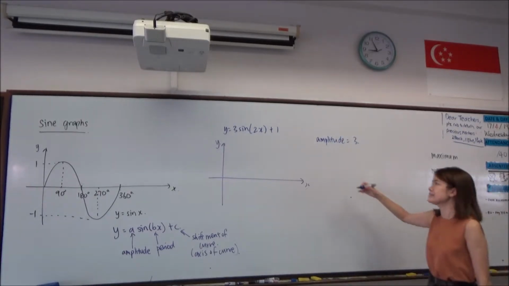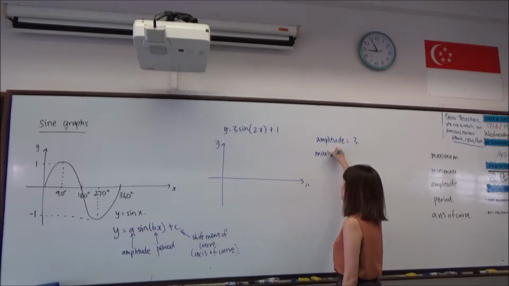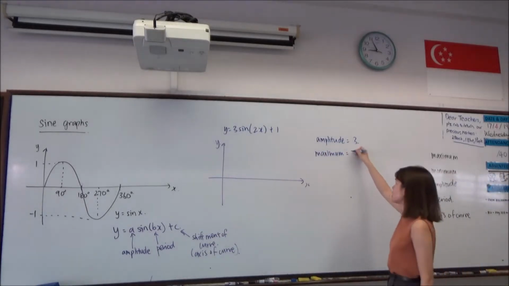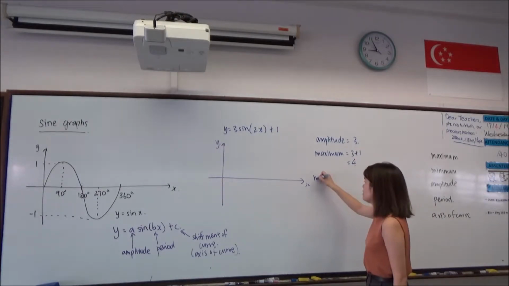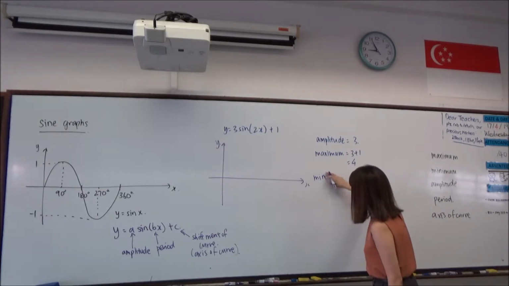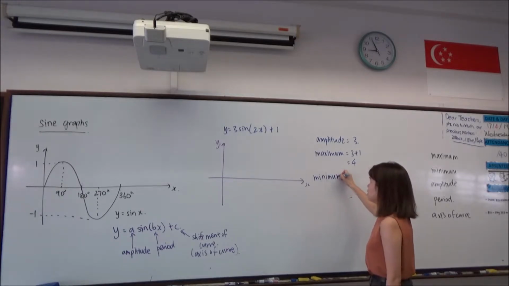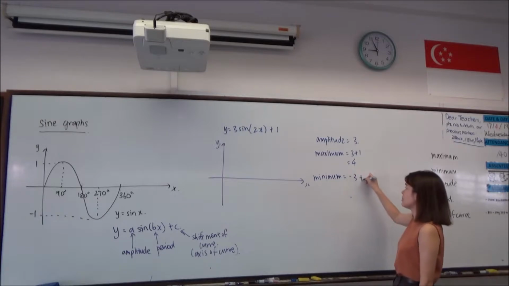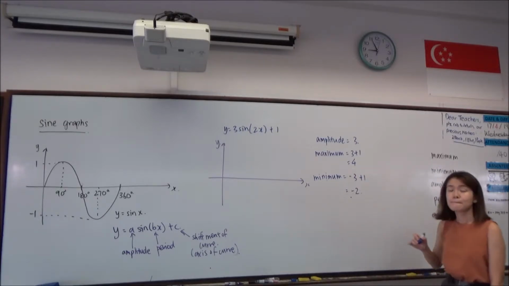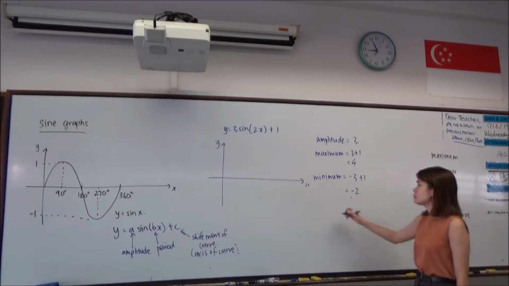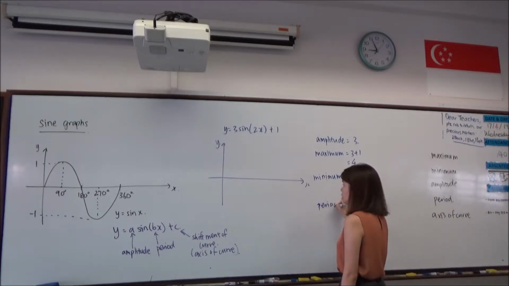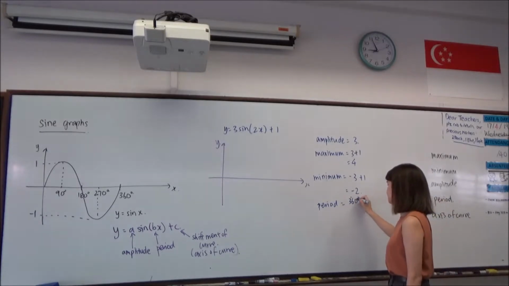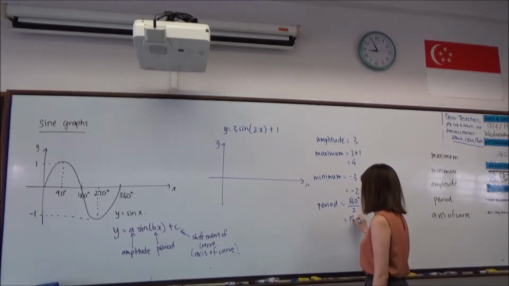Okay, and then the maximum. What would the maximum be? 4, because 3 plus 1, right? And then the minimum, that will be negative 2, because the minimum originally will be negative 3, but plus 1 upwards, so negative 2. Okay, then after that we need to know what is the period. The period, what would that be? 360 divided by 2. Okay, and that will be 180 degrees.